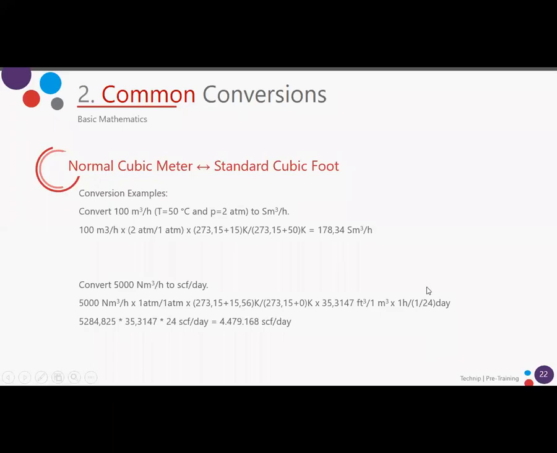Okay. So these are, let's say, 2 multiplication factors, which are actually 1. Each one, when you divide 1 by 24 hours per day, is actually 1. In order to convert, the first one converts cubic meters to cubic foot, and the second one will convert us hours to day. Okay. Then we multiply each term, and at the end we will get that 5,000 cubic meters per hour are 4,479,168 standard cubic foot per day.